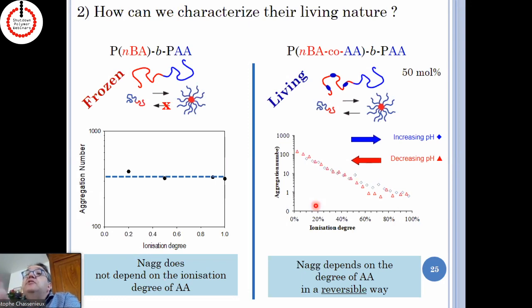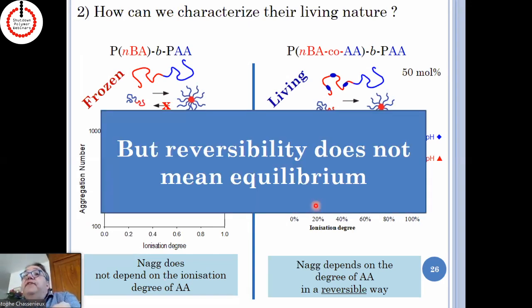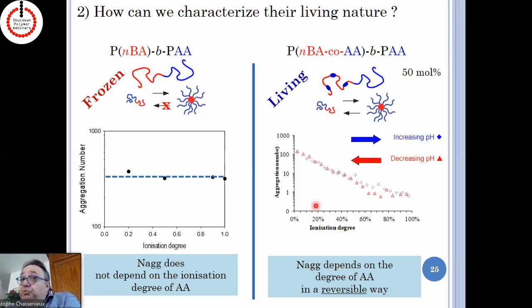But there is a big problem, because I told you in the introduction that if you play with the amount of water and dioxane, you have reversibility from a spherical micelle to vesicular self-assembly, but each state was completely frozen. Here, it's exactly the same. A very, very important message is that reversibility does not mean thermodynamic equilibrium. So this result is not a proof that the system is dynamic. The only way to measure dynamics is to measure a relaxation time.